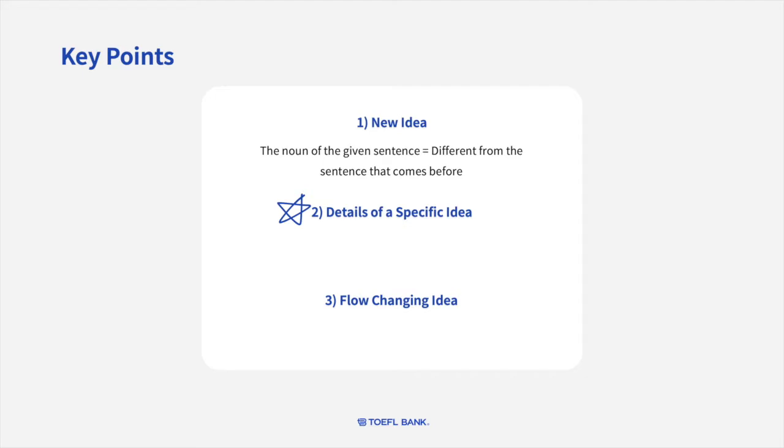A sentence that includes details of a specific idea may or may not include transition words such as in fact or for example. But it will include clues that indicate the fact that it contains a detail from an idea discussed earlier. A sentence that changes the flow of a paragraph includes transition words that change the direction of the idea, such as however.